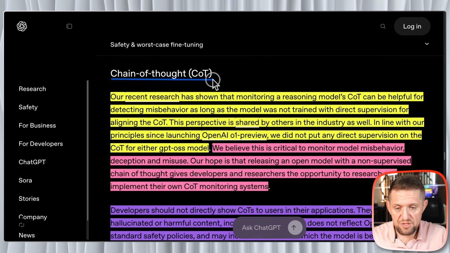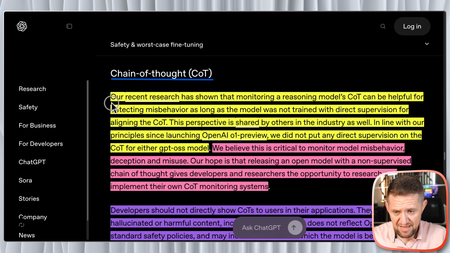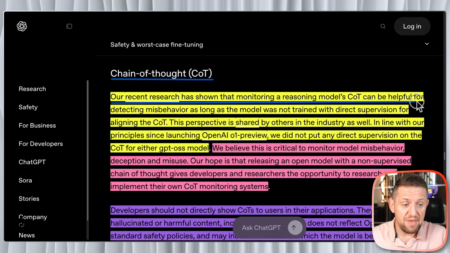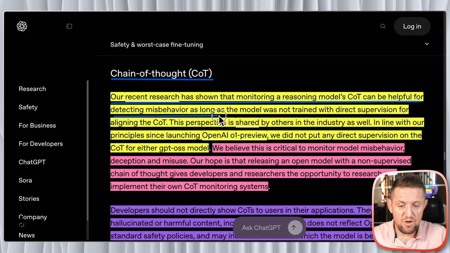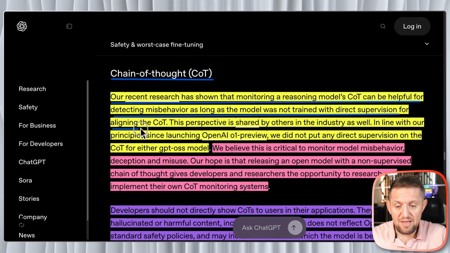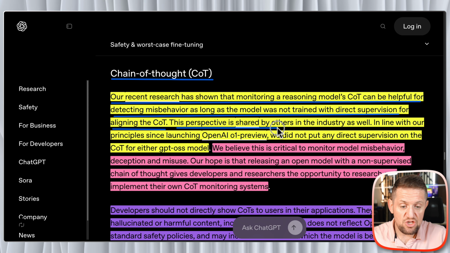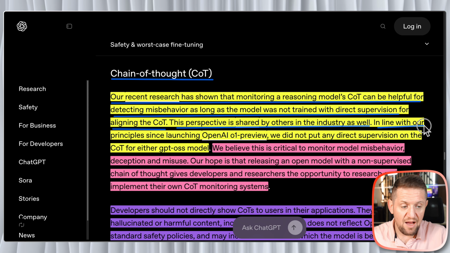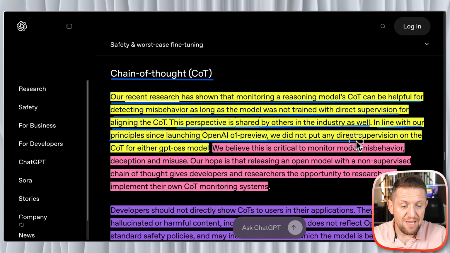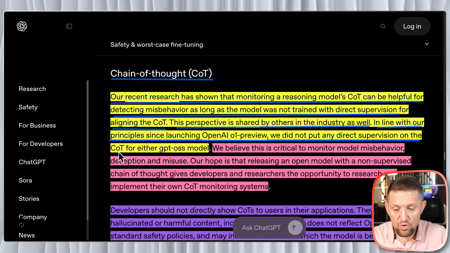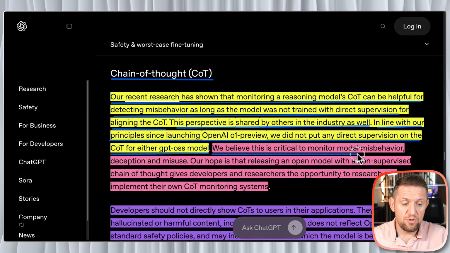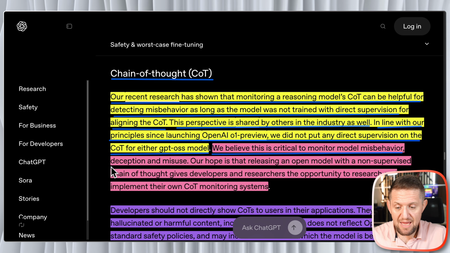Here they're spending more time talking about the chain of thought, and they're saying that our recent research has shown that monitoring a reasoning model's chain of thought can be helpful for detecting misbehavior as long as the model was not trained with direct supervision for aligning the chain of thought. This perspective is shared by others in the industry as well. In line with our principles, since launching OpenAI O1 Preview, we did not put any direct supervision on the chain of thought for either GPT-OSS model. And this is interesting. They say, we believe this is critical to monitor model misbehavior, deception, and misuse.